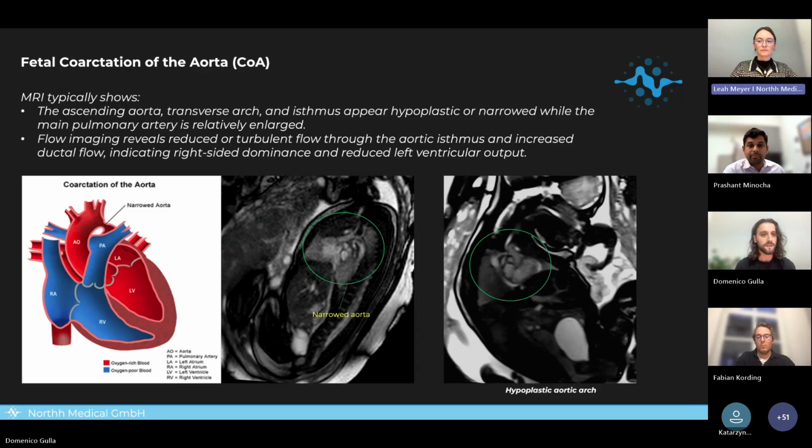Here is the fetal coarctation of the aorta. MRI typically shows the ascending aorta, transverse arch, and isthmus appearing hypoplastic or narrowed, while the main pulmonary artery is relatively enlarged. Flow imaging reveals reduced or turbulent flow through the aortic isthmus and increased ductal flow. Here, in the imaging of the aortic arch, you can see the narrowed aorta, and on the right side, MRI images of a hypoplastic aortic arch.